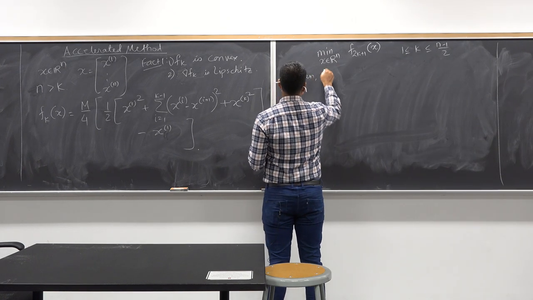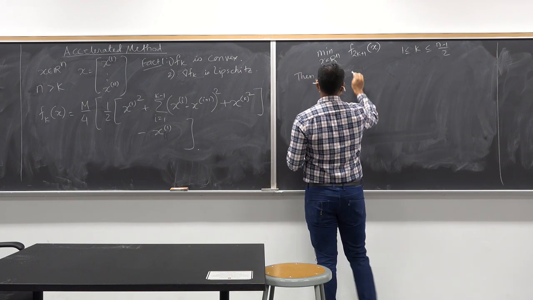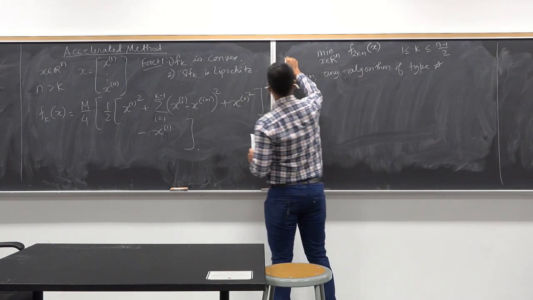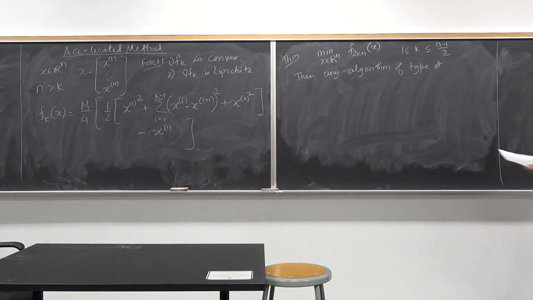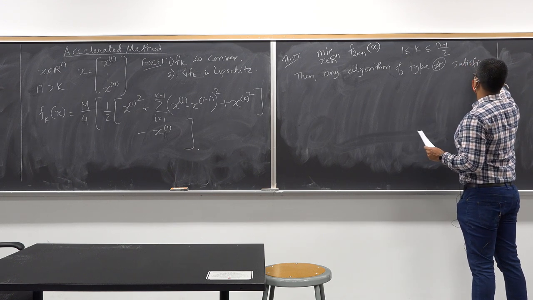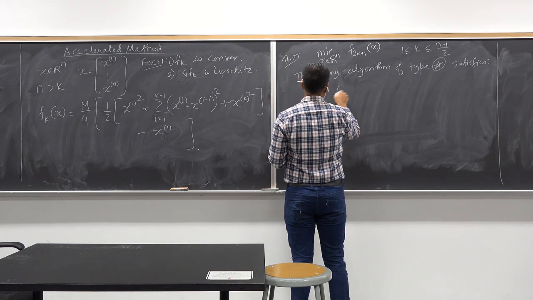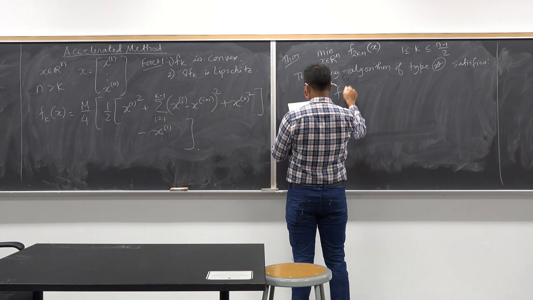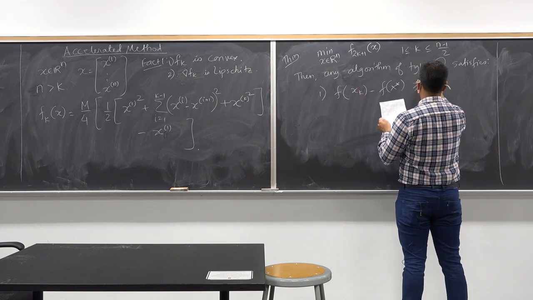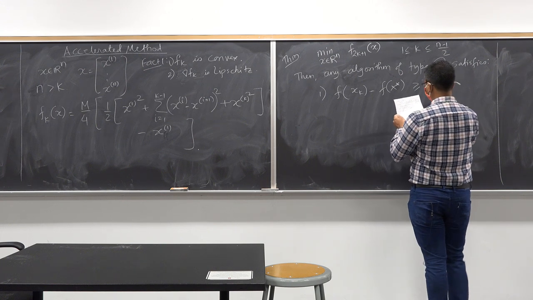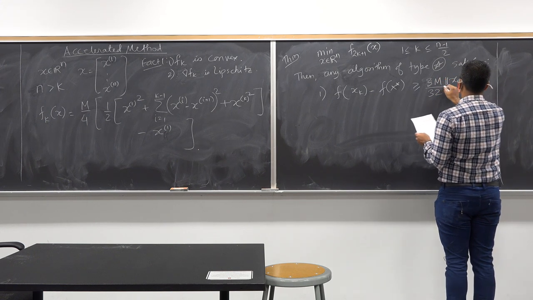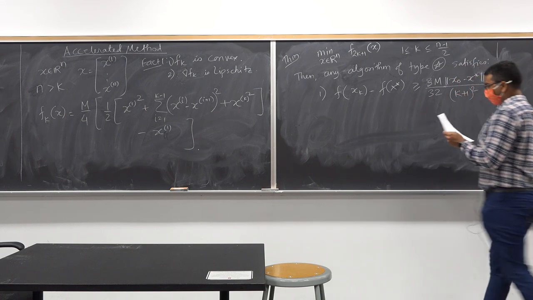So then, for any algorithm of type star, this is the result. Let me write it as a theorem, a very important theorem in the optimization theory. Any algorithm of type star satisfies f of xk minus f of x star is greater than or equal to 3M over 32 times the norm of x naught minus x star squared, over k plus 1 squared.